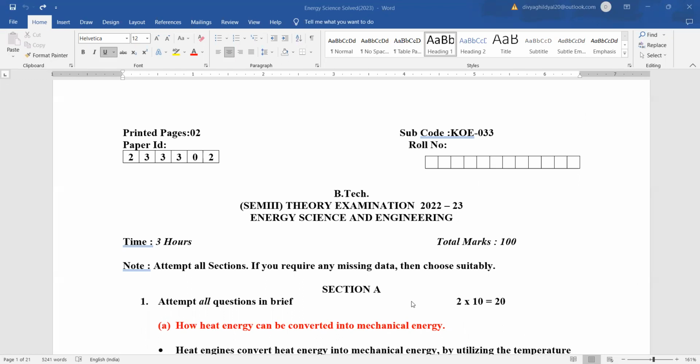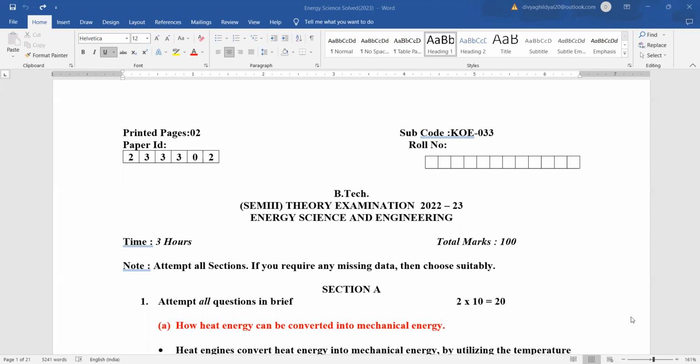Secondly, few full forms like PV cell, PWR, etc. So all these things, if you keep yourself updated with recent changes going on in the field of energy science and engineering, you will easily be able to solve this paper.